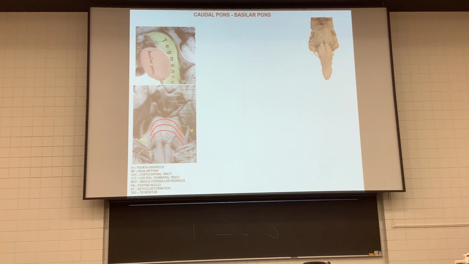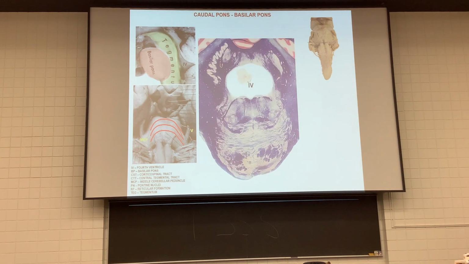So, let's make a cut just a smidge rostral to the junction of the pons and the medulla. So we're going to be in the caudal pons. And that's what it looks like. Now, does that look like the medulla anymore? I hope not. Okay? So, lots of little bands going across, which we see on the outside.